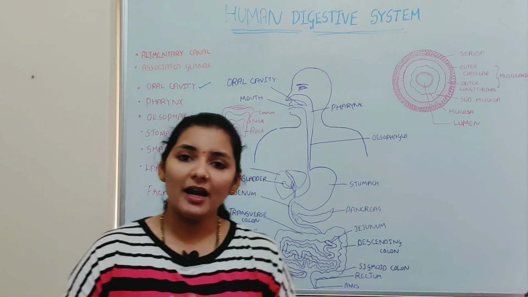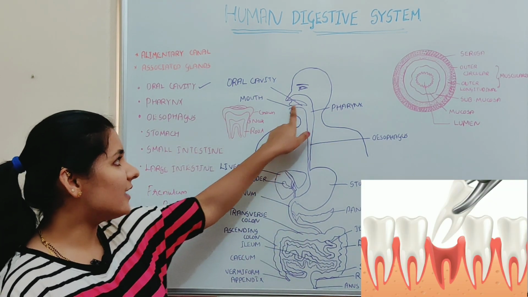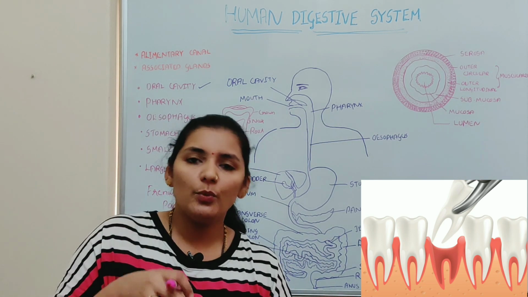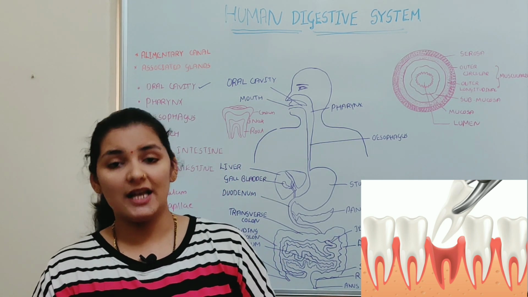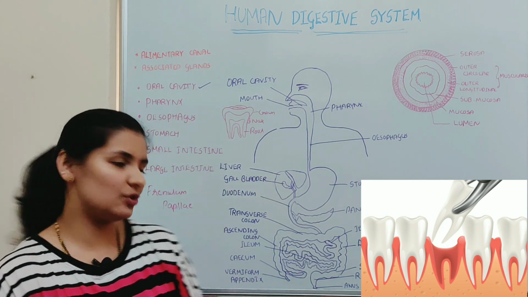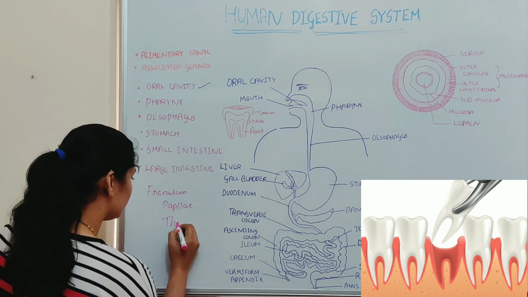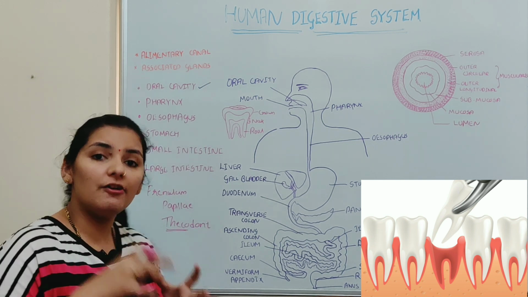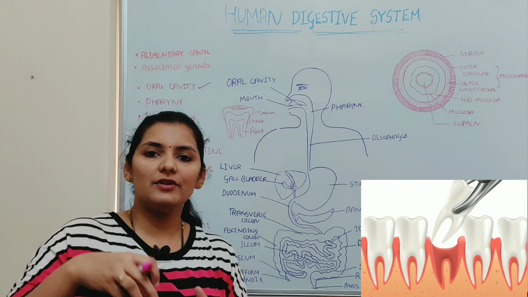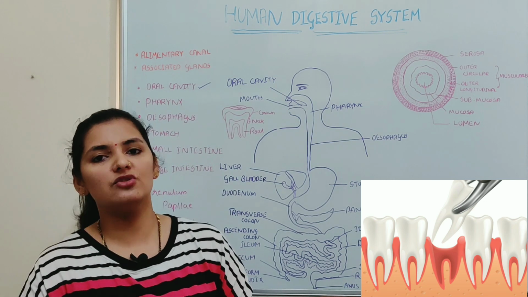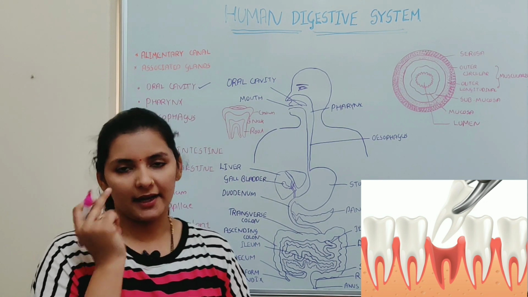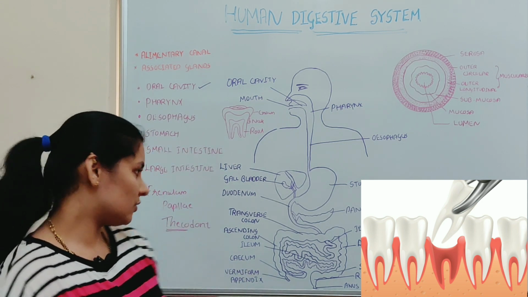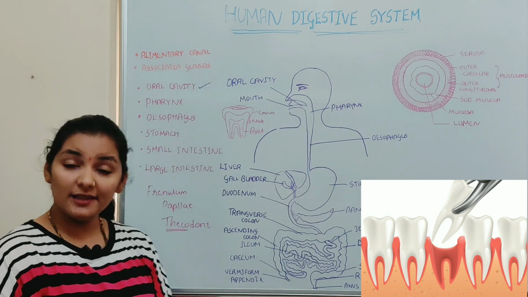Oral cavity, apart from having the tongue, also has many teeth. These teeth are embedded within the sockets of the jawbone. Such type of attachment is known as thecodont. Here, theco means covered. Here teeth are covered or embedded within the sockets of the jawbone, both upper and lower jaw. So such an arrangement is known as thecodont.